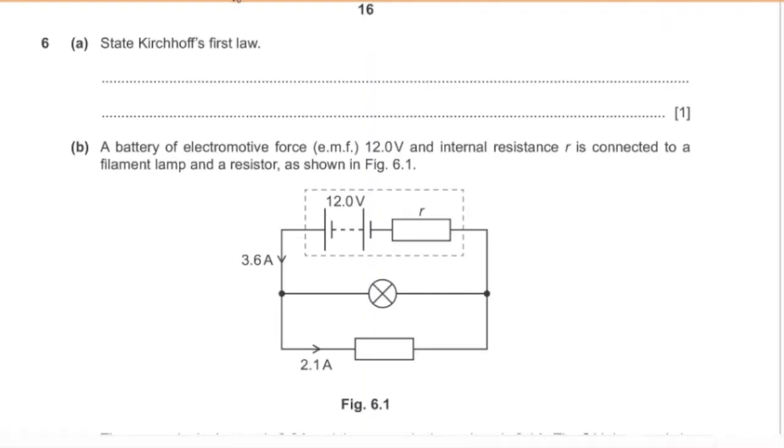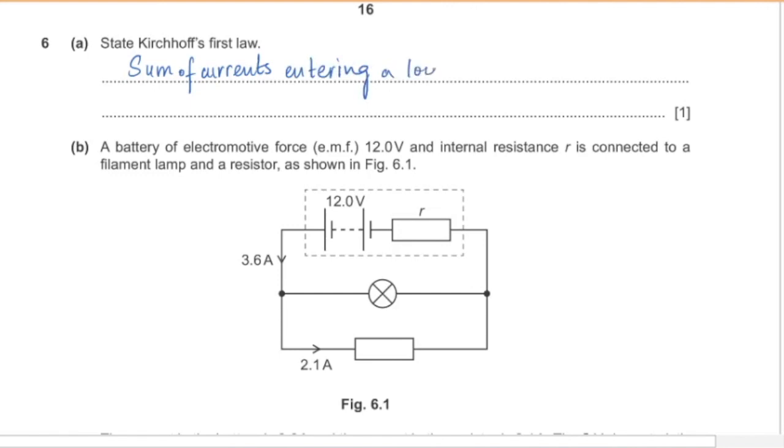Question number 6, part A, state Kirchhoff's first law. So this states that the sum of currents entering a loop is equal to the sum of currents leaving that loop.